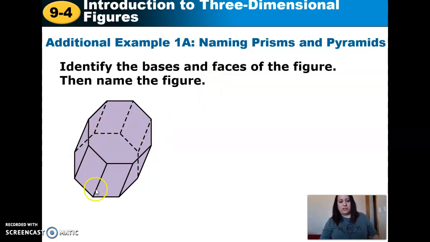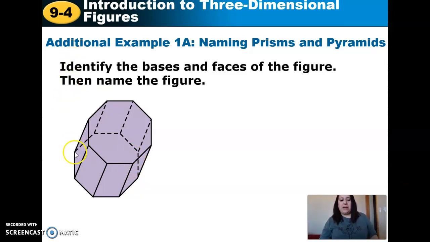Okay, so if you look at this, this is kind of hard to see, but if you count, so this spot right here, this is facing towards you. That's one of the bases. Okay, the other base is back here. All these other rectangles that connect the two bases, those are your faces.